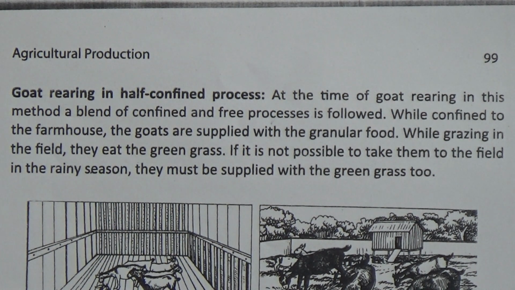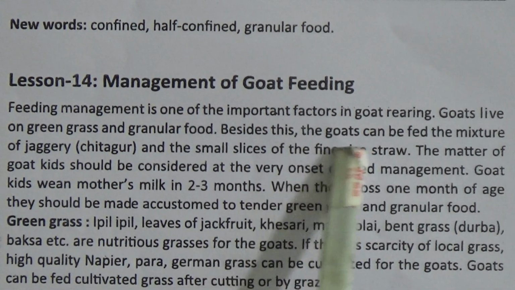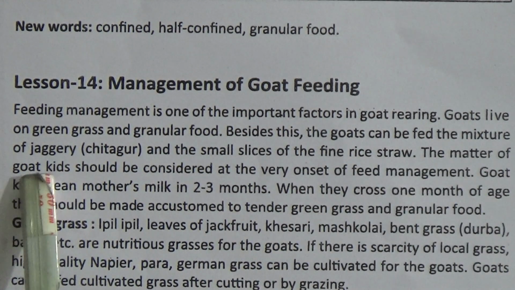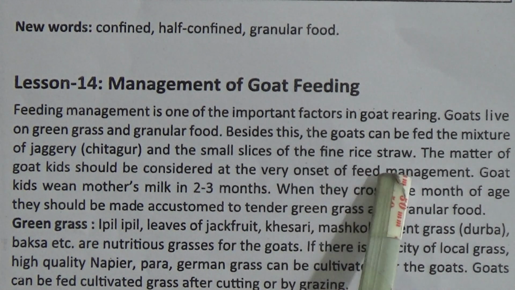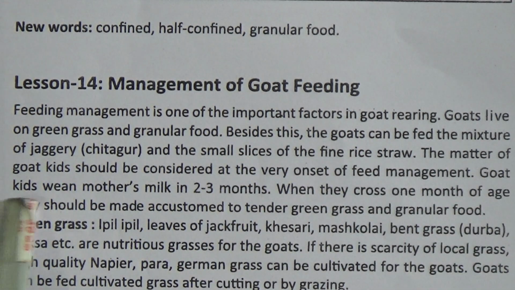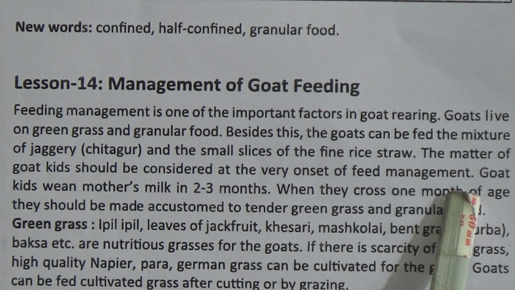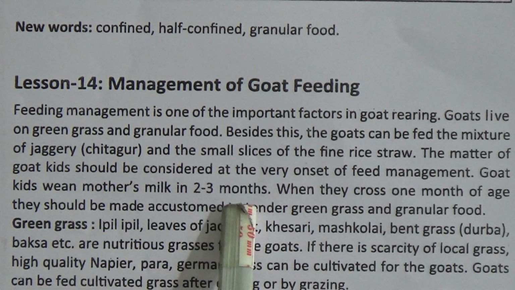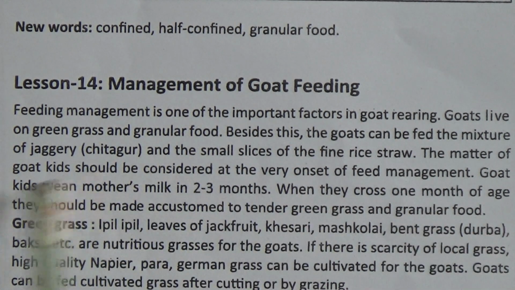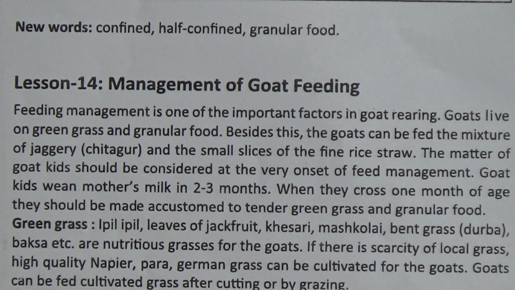Then come now lesson 14, management of goat feeding. Feeding management is one of the important factors in goat rearing. Goats live on grass, green grass and granular food. Besides this, the goats can be fed the mixture of jaggery, that is chitagur, and the small slices of the fine rice straw. The matter of goat kids should be considered at the very onset of feed management. Goat kids wean mother's milk in 2 or 3 months. When they cross 1 month of age, they should be made accustomed to tender green grass and granular food.